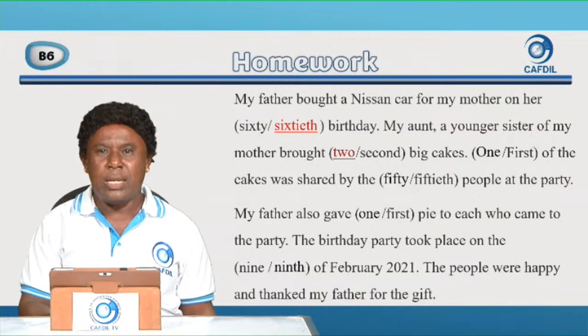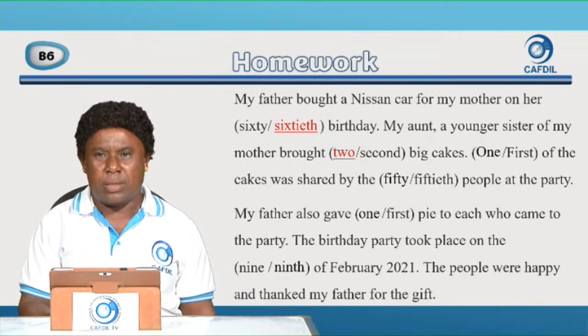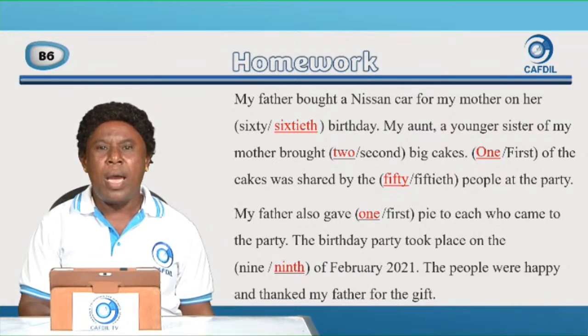My father bought a Nissan car for my mother on the 60th birthday. My aunt, a younger sister of my mother, brought 2 big cakes. One of the cakes was shared by the 50 people at the party. My father also gave 1 pie to each who came to the party. The birthday party took place on the 9th of February 2021. The people were happy and thanked my father for the gift.